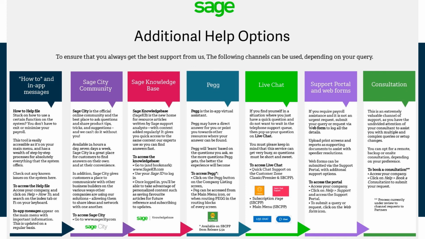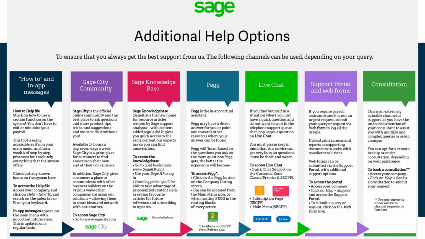To access the help file, click on Help, How To. You can search the index for a function or a known issue. In-app messages appear on the main menu with important information and are updated on a regular basis. Please check that the in-product information was activated on the Company Miscellaneous tab 3.